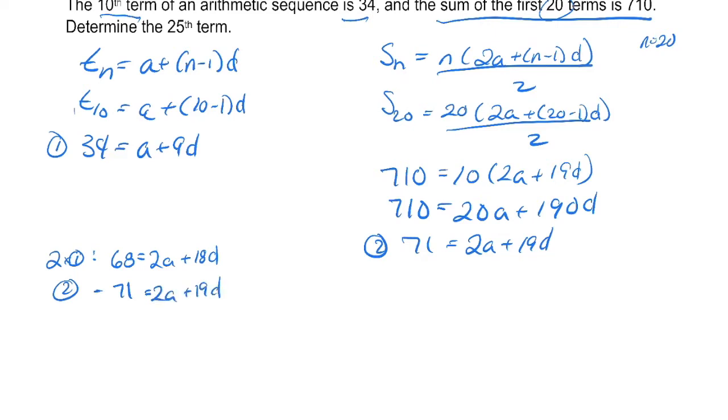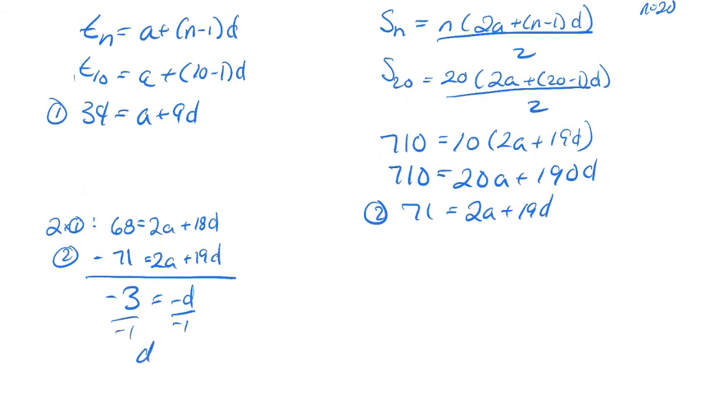I'm going to subtract these two because I'm going to eliminate the a's. So 68 minus 71 is negative 3. The a's cancel out, and 18d minus 19d is negative d. Dividing both sides by negative 1, or multiplying both sides by negative 1, we get d is equal to 3. So we know the common difference here is 3.